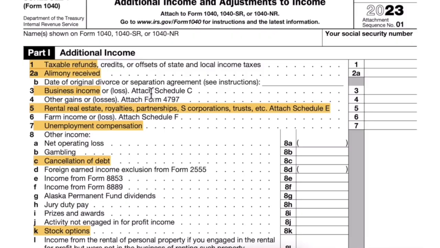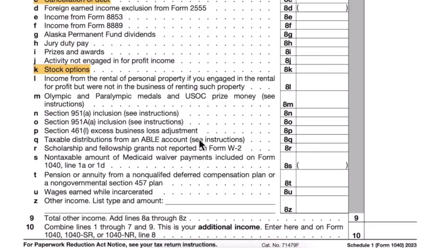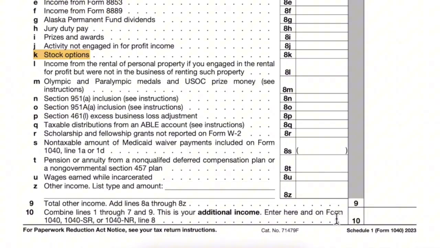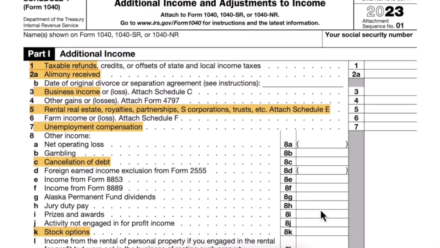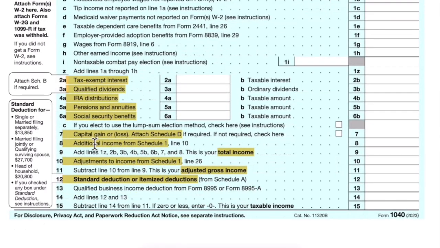And then another common other income item is stock options. So if you receive an RSU, or restricted stock unit, restricted stock, there are tax implications for that. So that income would be reported here as well. So if we look at the total amount of all that income, it would be reported on line 10 of other types of income. And if we go back to the 1040, that other income would be reported here on line 8, additional other income or additional income from Schedule 1. So we get added on line 8.